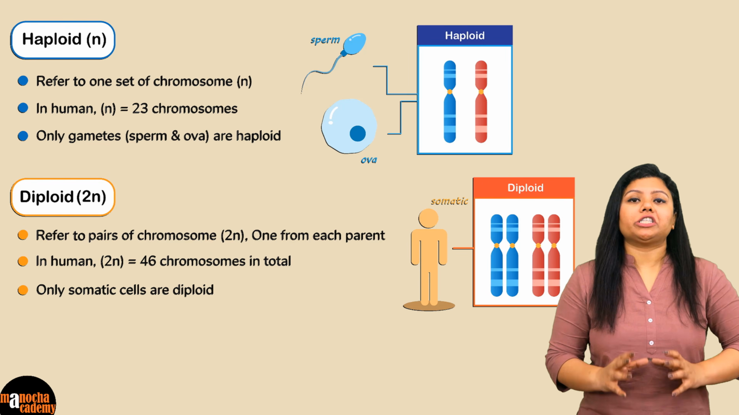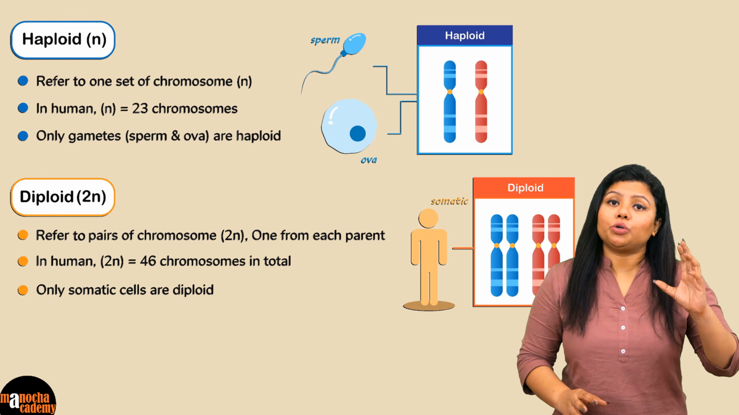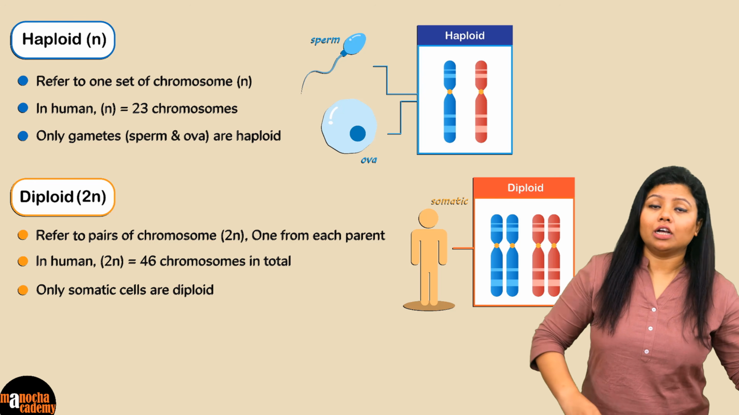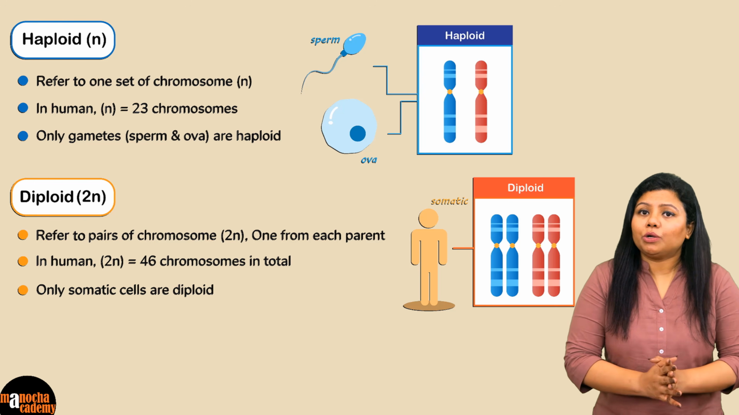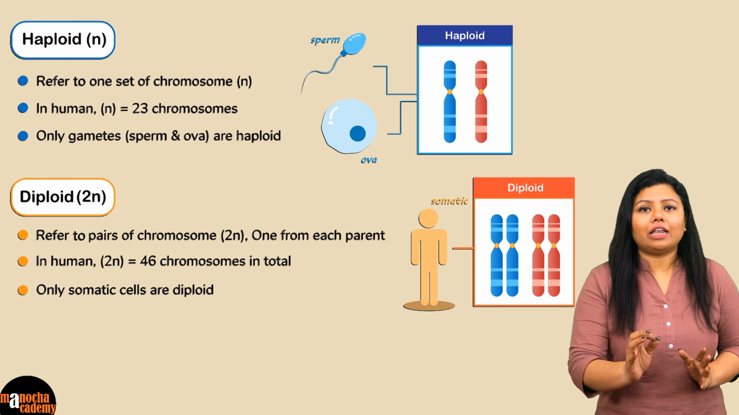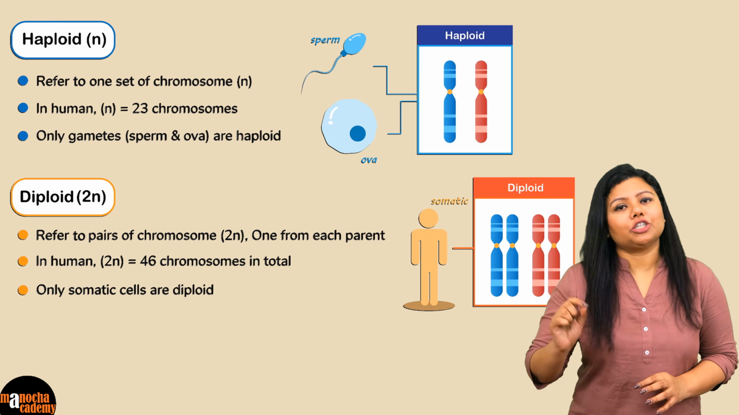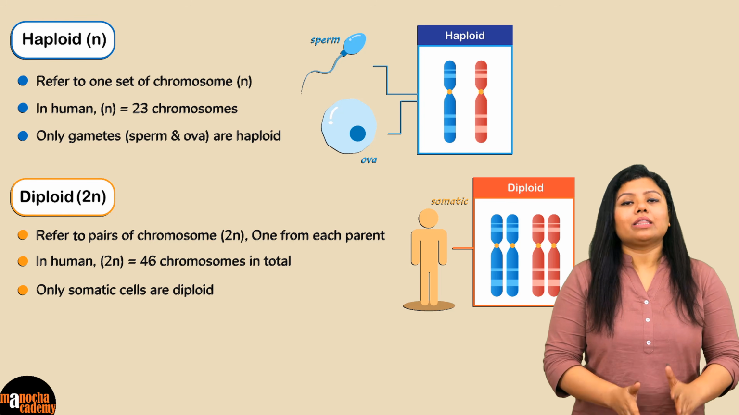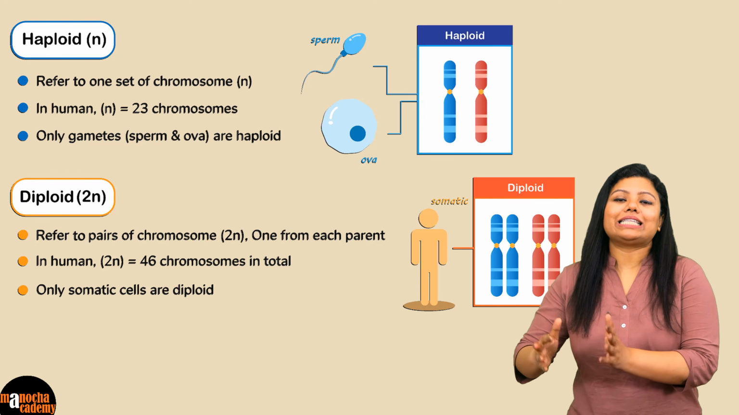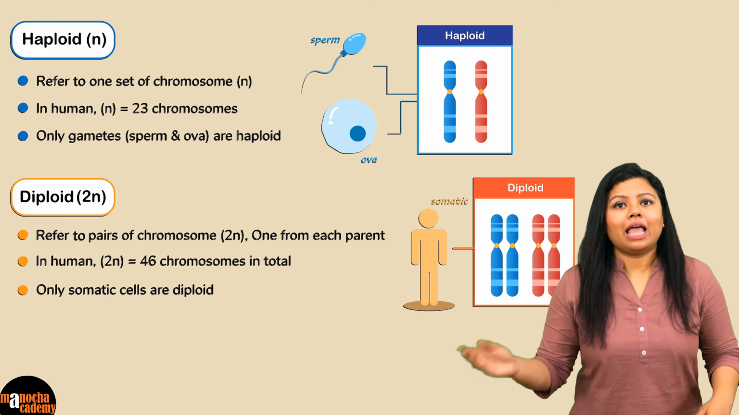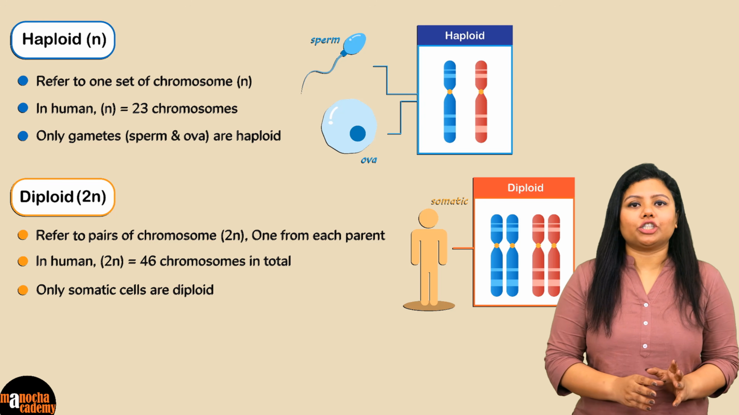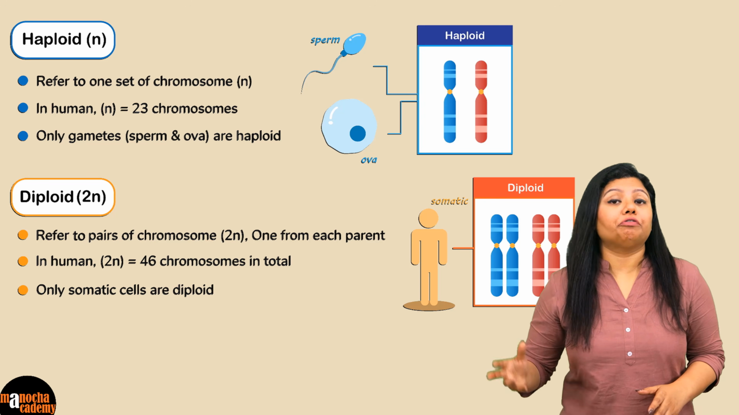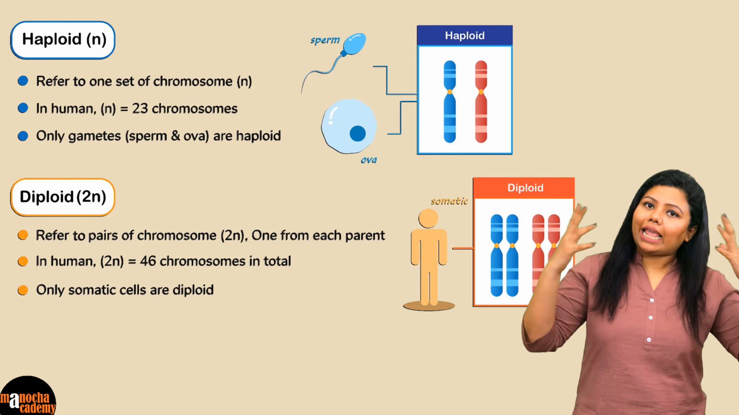Now out of these 46 chromosomes, you have received 23 chromosomes from your father and 23 chromosomes from your mother. So what is the value of n for you? The value of n for you is 23. So for you, the haploid condition, that is n, is equal to 23 that you see in case of sperm and egg, and the diploid condition, that is 2n, is equal to 46 that you see in any other cell of your body.